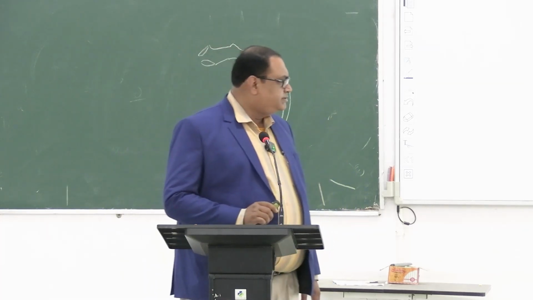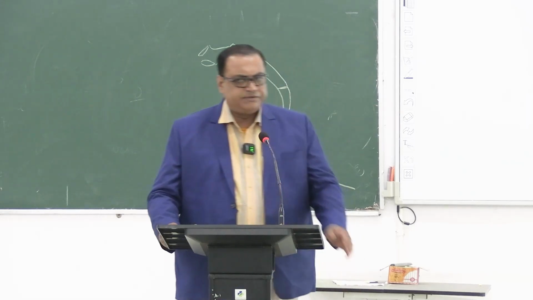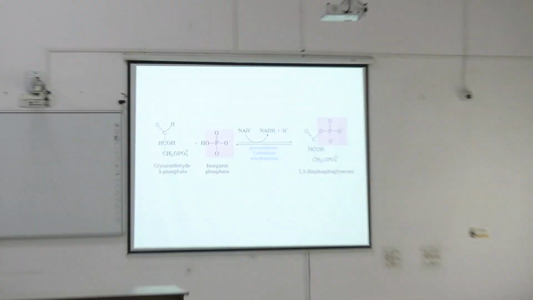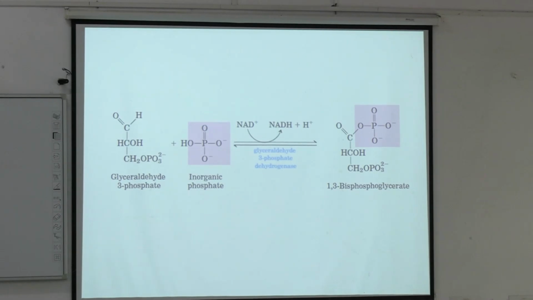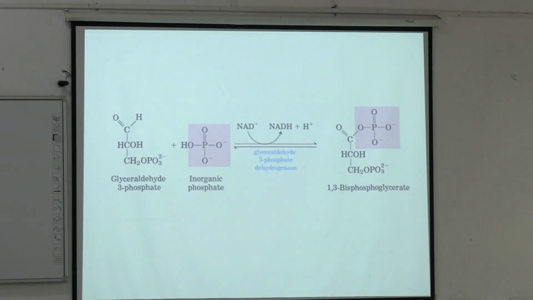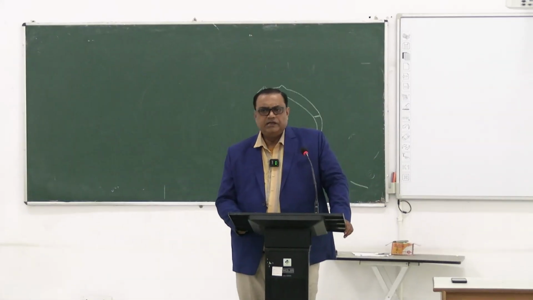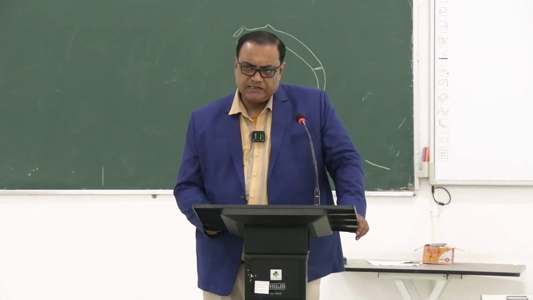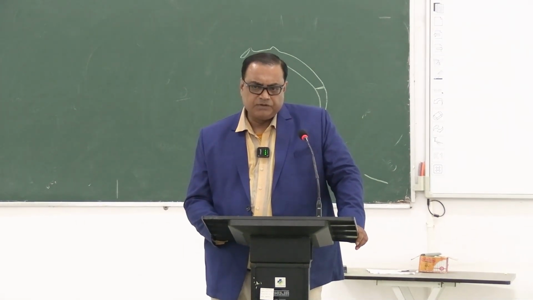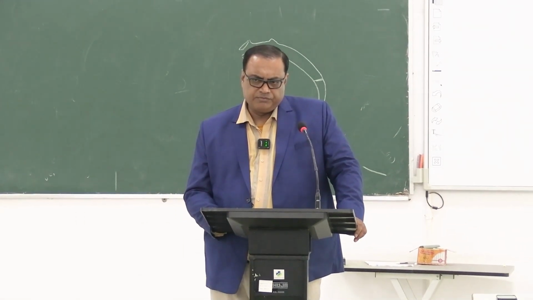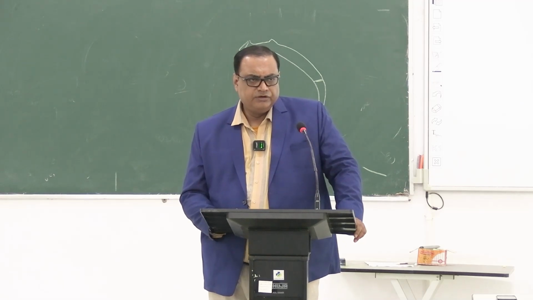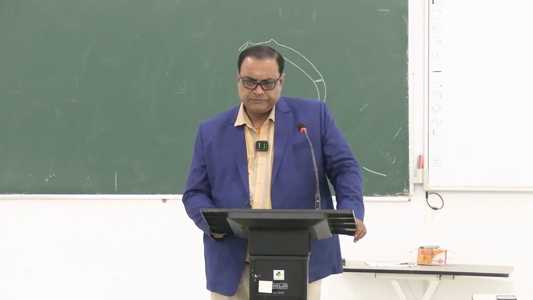Anyway, step 6. Step 6 is conversion of glyceraldehyde 3-phosphate to 1,3-bisphosphoglyceric acid or 1,3-bisphosphoglycerate. This particular step introduces one molecule of phosphate to glyceraldehyde 3-phosphate, and glyceraldehyde from aldehyde is oxidized to acid. So it's a step where glyceraldehyde is oxidized as well as phosphorylated at the C1 position. So the product formed is 1,3-bisphosphoglycerate. Correct? 1,3-bisphosphoglycerate or 1,3-BPG.